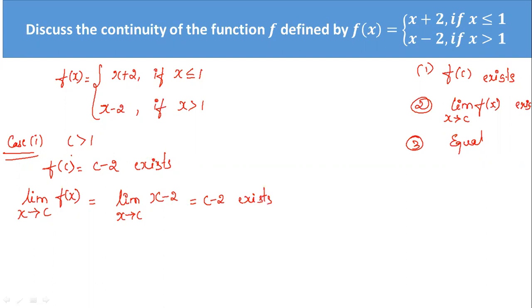So you can see that from 1 and 2 both are equal. First and second condition is verified, and third condition, what is the third condition? Both the answers should be same. So clearly from 1 and 2, what you can conclude? f is continuous. Okay, what you can conclude, students?